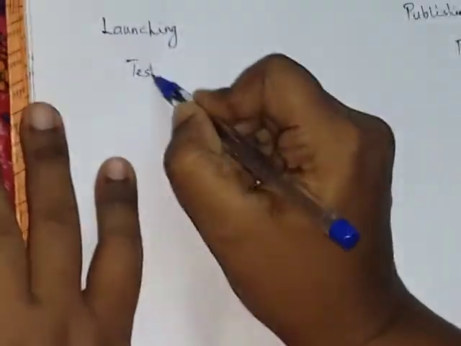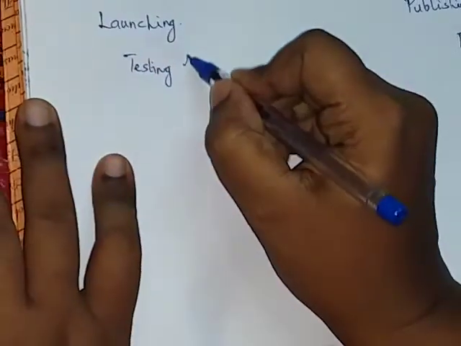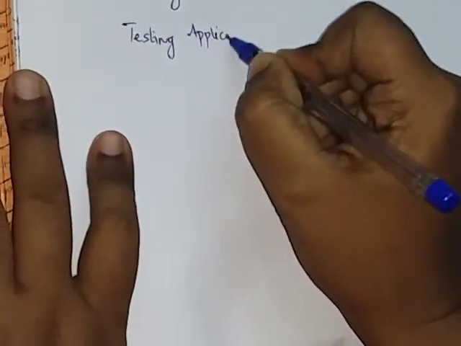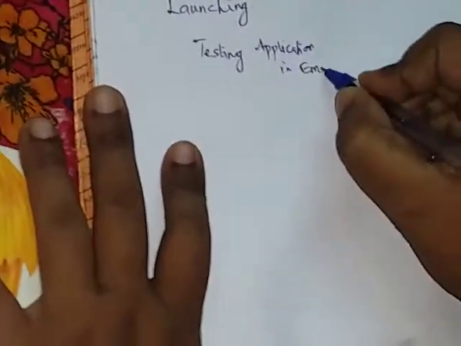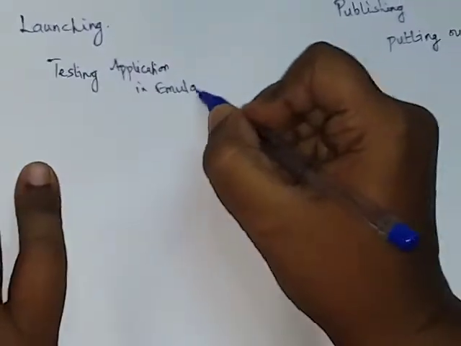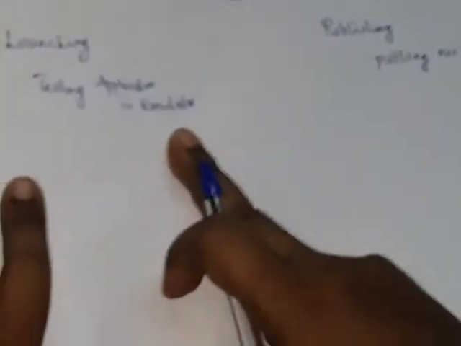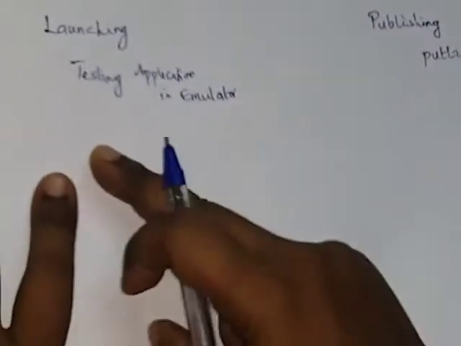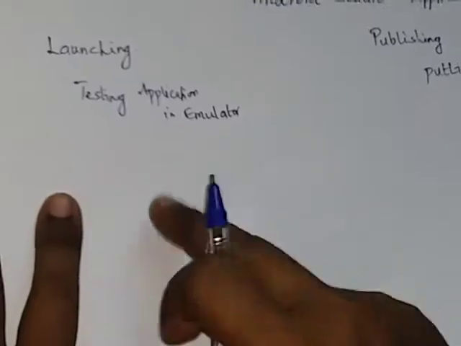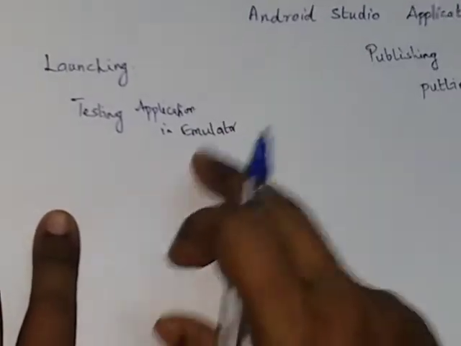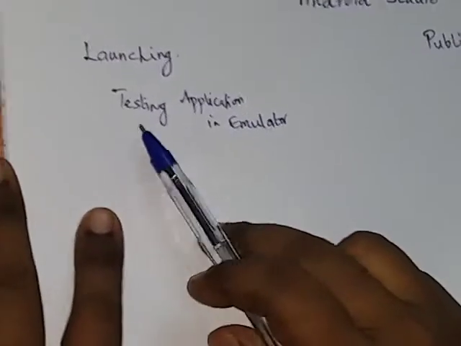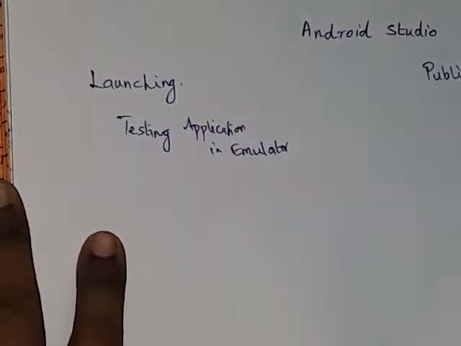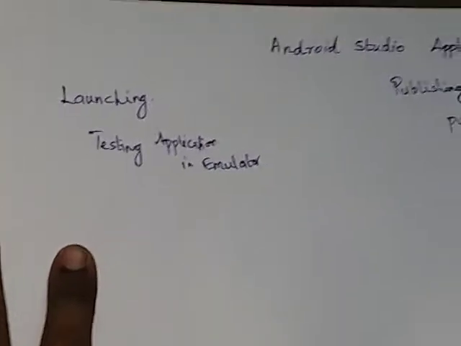So launching an application is testing our application in the emulator. During installation, we have to load the emulator separately. When we run our first application, the emulator will be loading in Android Studio. So launching is testing the application in the emulator. Publishing is putting our application in the Play Store.